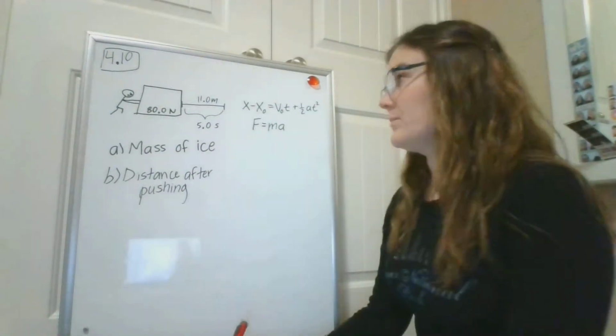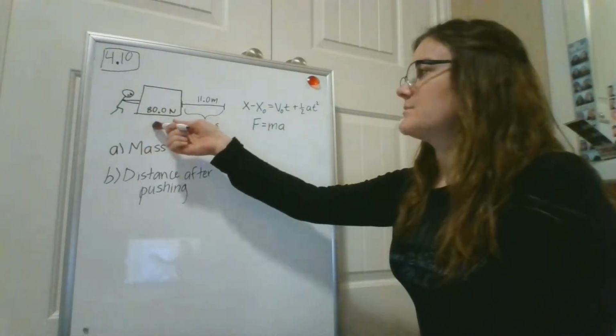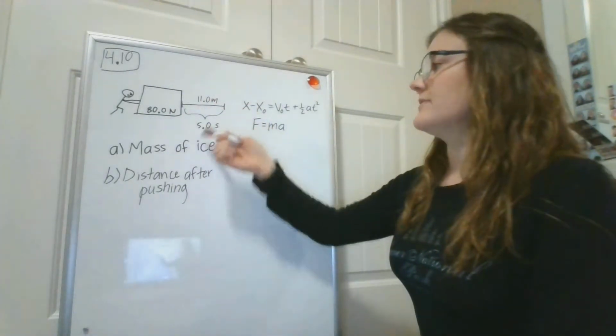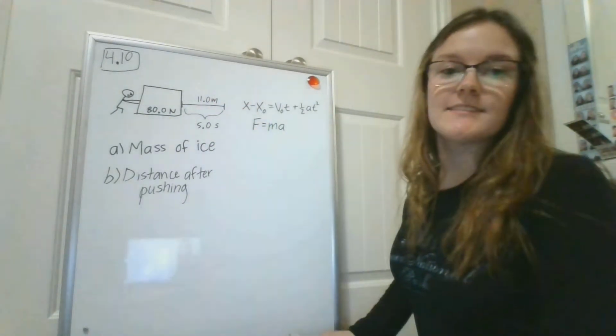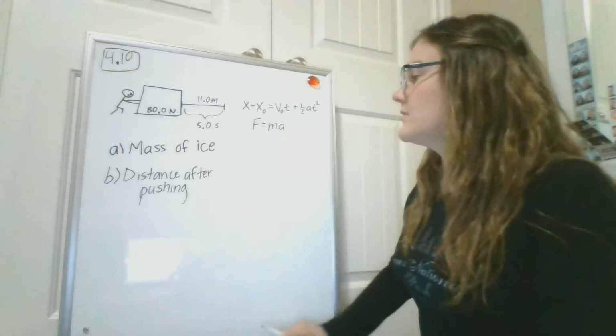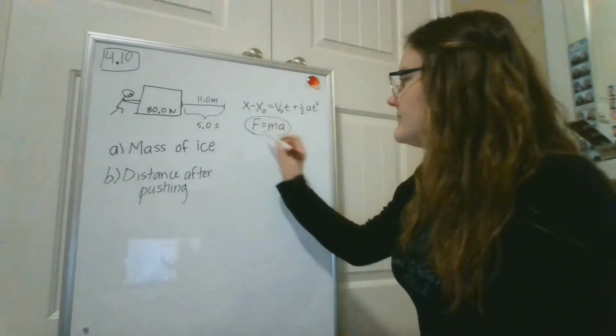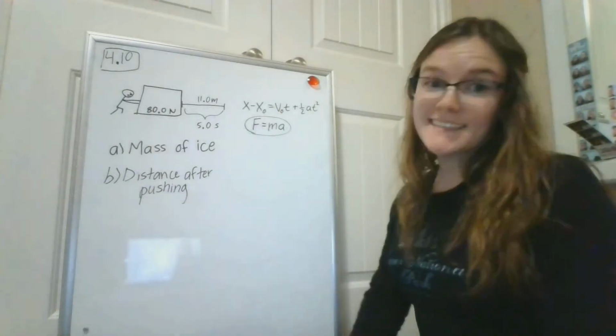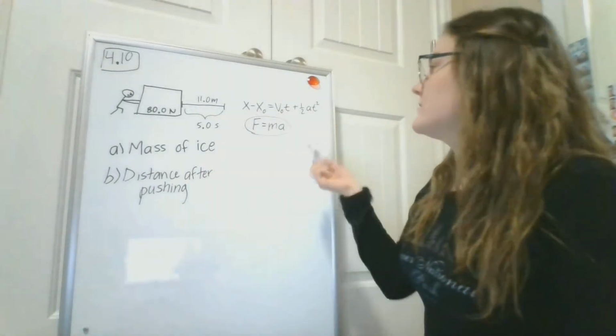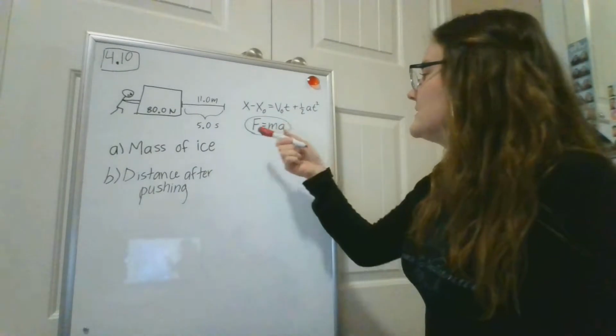4.10. So there's a guy who's pushing an ice block for 11 meters and it takes him 5 seconds. The first thing it asks us is to find the mass of the ice. So we're going to eventually use this equation, force equals mass times acceleration, which is Newton's second law. But the first thing that we have to do is find our acceleration.